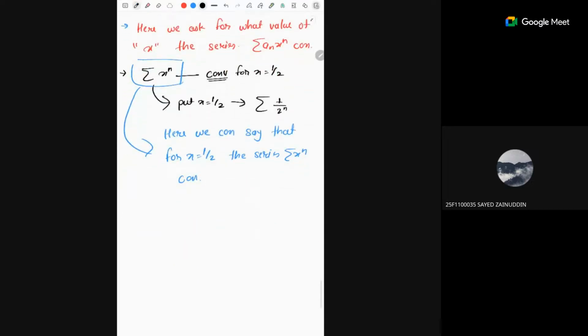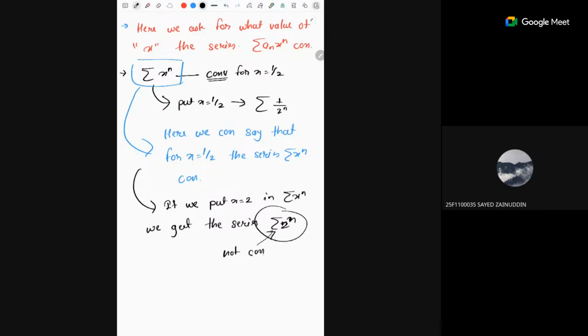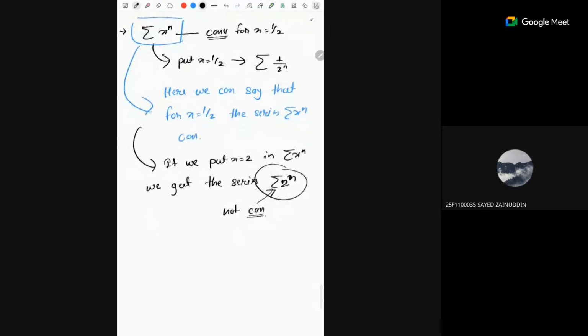Here you can also see the second case: if we put x equals 2 in the series summation x to the power n, we get the series summation 2 to the power n, which is not convergent. So for the series summation x to the power n, we get that for all x for which modulus of x is less than 1, the series converges.